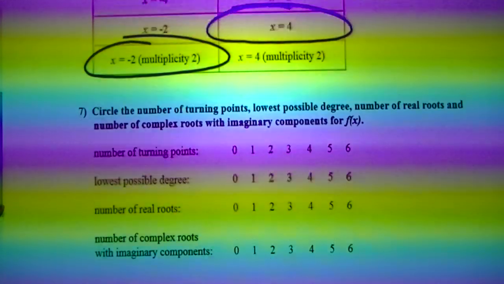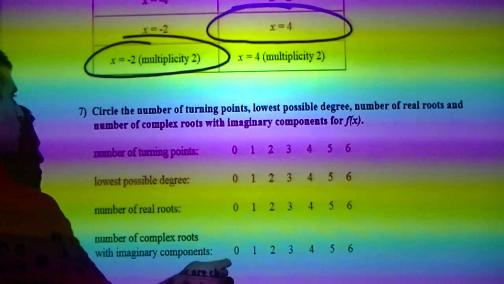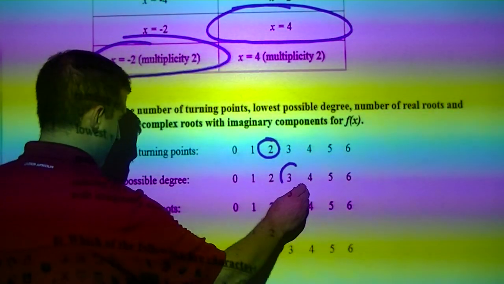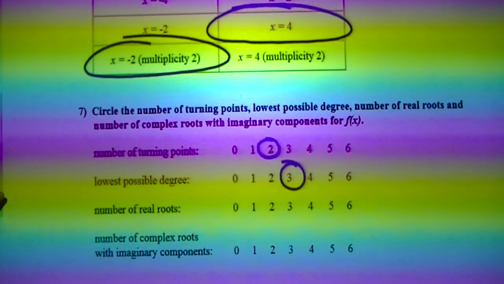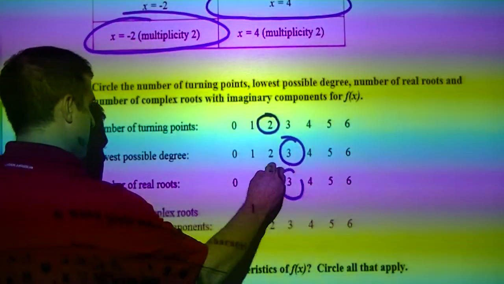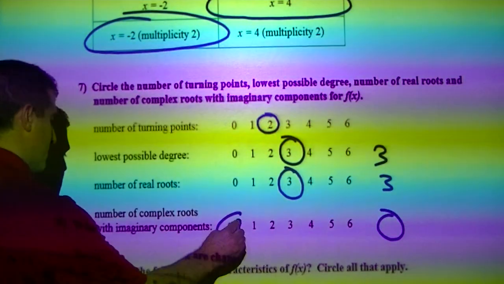Circle the number of turn points. If I go back to my picture here, I've got 2 turn points, which means the lowest possible degree it can be is 3. The number of real roots: I have 3 roots because that's a double. 3 real roots. So if the degree is 3 and I've used up 3, that means that's got to be 0.